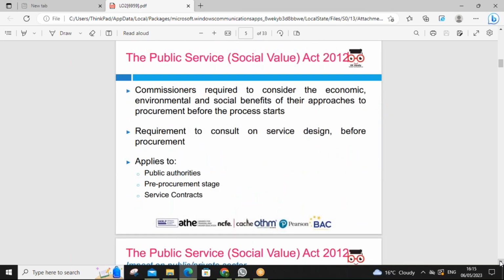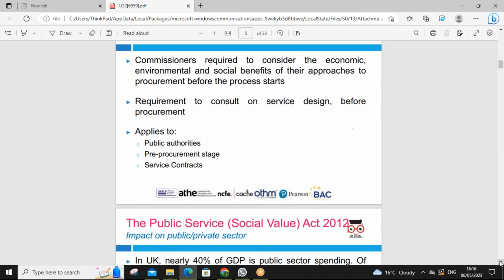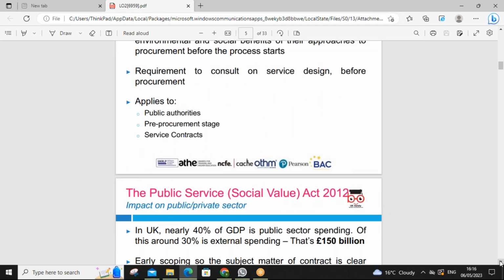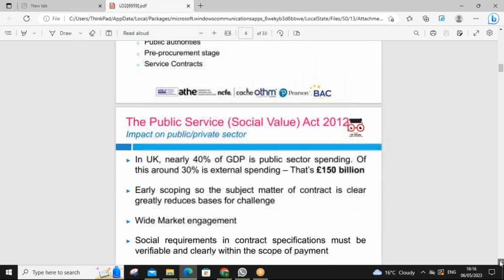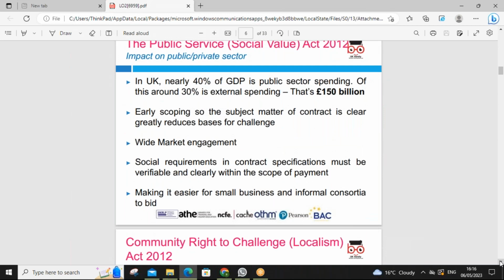The Public Services Act, the Social Value Act, requires commissioners to consider the economic, environmental, and social benefit of their approaches to procurement before the process starts. There is also a requirement to consult on the service design before the procurement, at the public authority's pre-procurement stage, and the service contract. That all will be in our discussion. In the UK, nearly 40% of GDP is public sector spending. This is around 30% external spending, 150 billion.